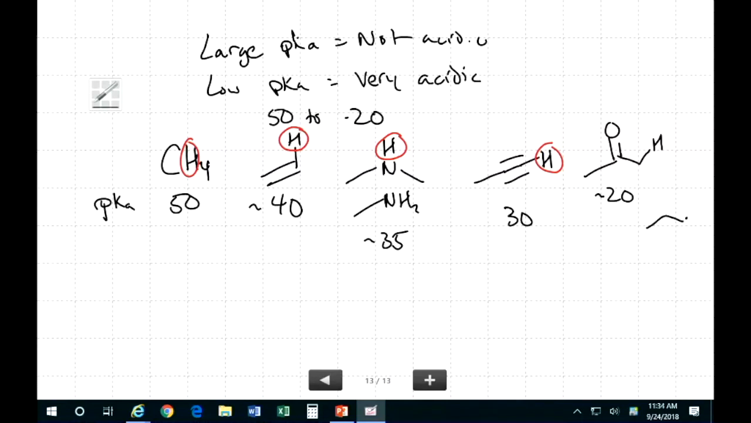And then we have alcohols and water. Alcohols and H2O are 15 to 18, give or take. So this is less acidic.